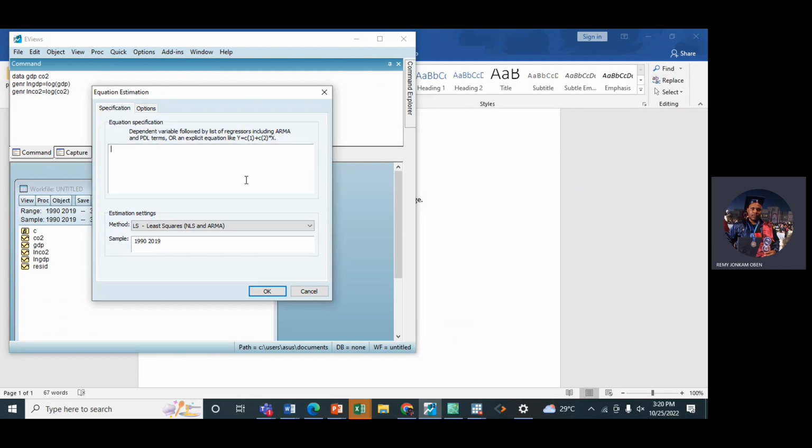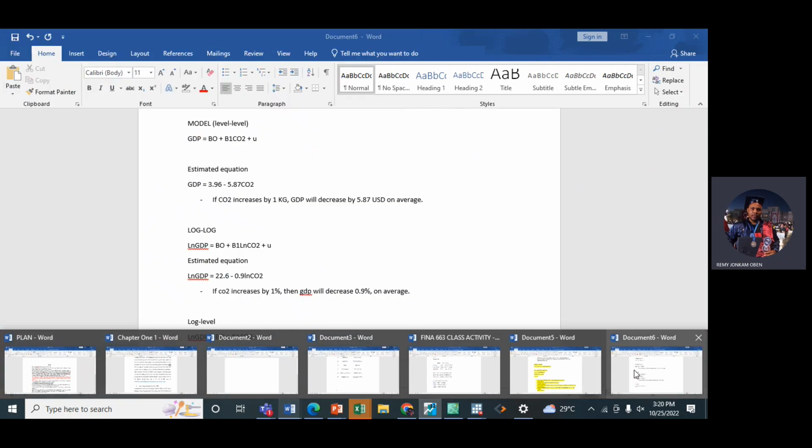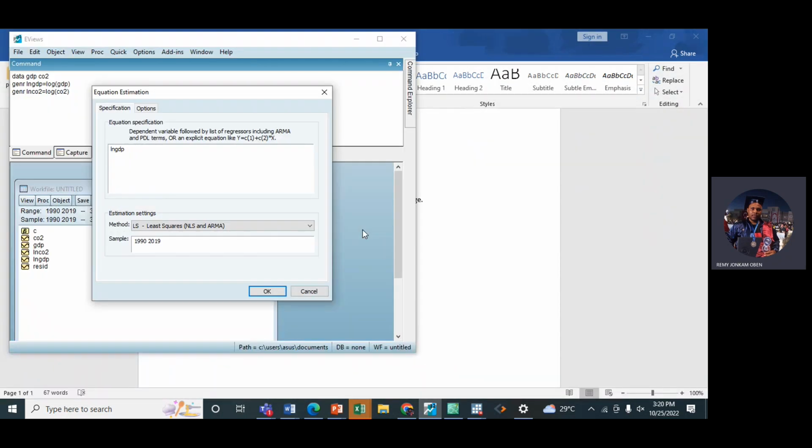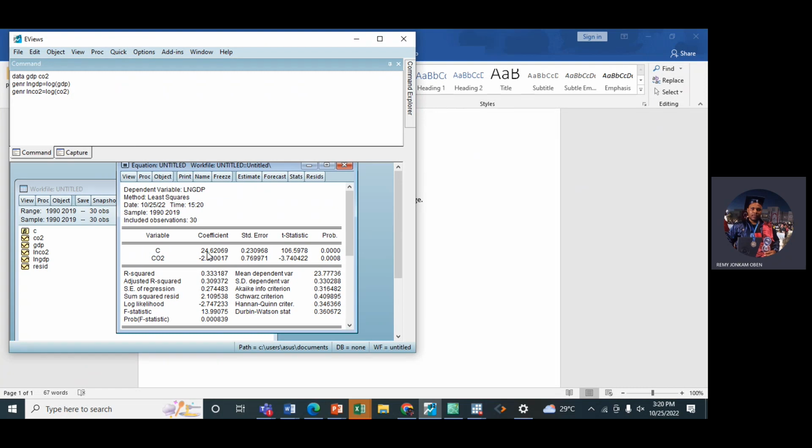So it is log level. So I want lean GDP. Is GDP a dependent variable? Yes. Lean GDP constant. The carbon dioxide, I will not take lean, I'll just take normal carbon dioxide because it is log level. Estimate, and I have my results. So you see here the coefficient is 24, that is the constant, and then the coefficient of carbon dioxide is minus 2.88.